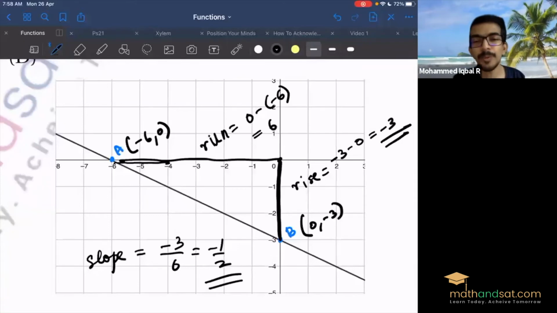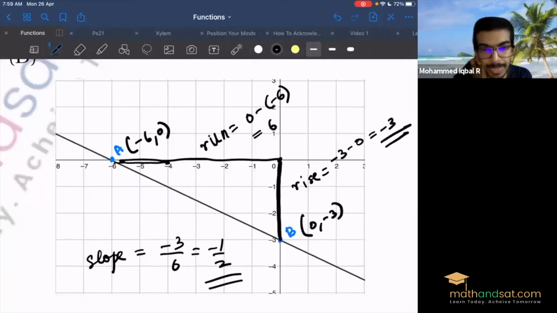When you're traveling from A to B, calculate the rise, the change in y coordinates, with sign. If the y coordinate is decreasing, it has to be taken as negative. Similarly, if it is increasing, it has to be taken as positive. And similarly, you calculate the run, the horizontal change or the change in x coordinate. You divide these two quantities to get the slope.